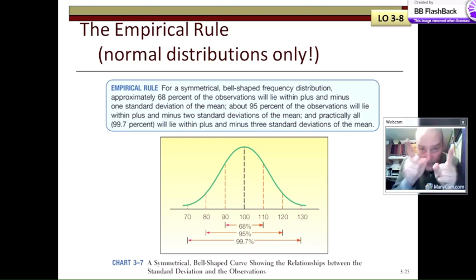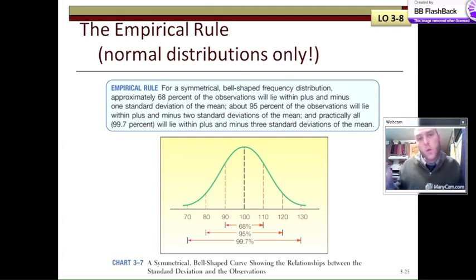And I'm going to declare to you that the standard deviation is 10. So if I go one standard deviation below, we get to 90. One standard deviation above, and we get to 110. Between 90 and 110, we will find 68% of the observations that compose this data set. In other words, if there were 100 people in this data set, 68% of them would score between 90 and 110. Two standard deviations, so plus or minus 2 times 10, 100 minus 20, or 100 plus 20.